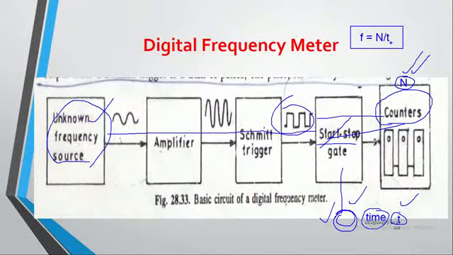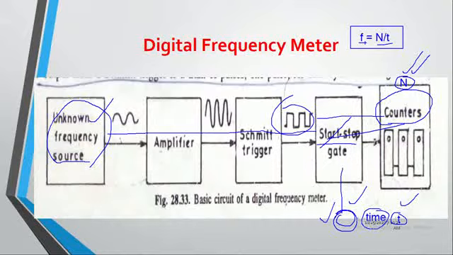The principle of the digital frequency meter is that whatever input signal frequency you would like to calculate, that input signal is in the form of a sinusoidal wave, and that sinusoidal wave is converted into square pulses, and those square pulses are counted by the counter within the given time period. If you take the ratio between them, then it is the frequency of the input signal.